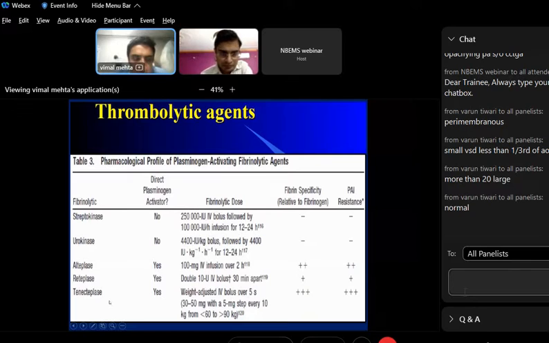So tenecteplase will be the second choice if I have to go, and regarding streptokinase, you give 2.5 lakh units bolus followed by 1 lakh per hour for 12 to 24 hours, much less effective. This will be more effective than a replace.